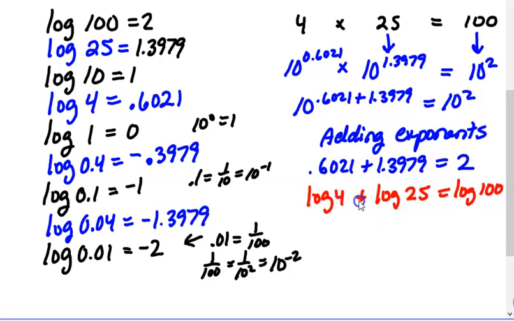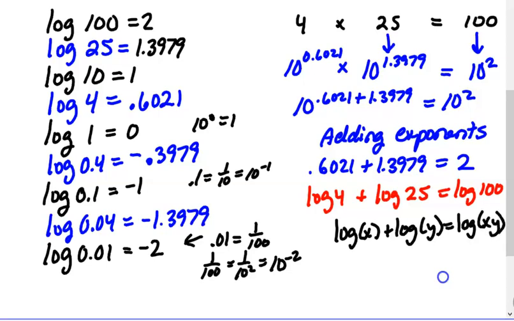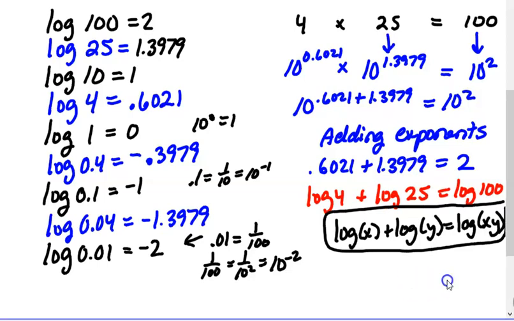Why can I add logs? Because logs are exponents. When I'm adding logs, I'm adding exponents. I'm adding the exponents that, when put on 10, in this case, give me 4, 25, and 100. So in general, we have a principle that says log of x plus log of y is equal to log of x times y. So there is a principle that we can use when we are doing things with logs.